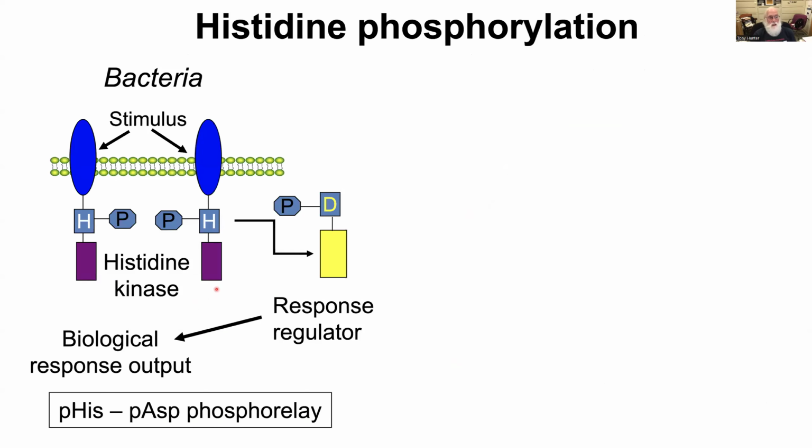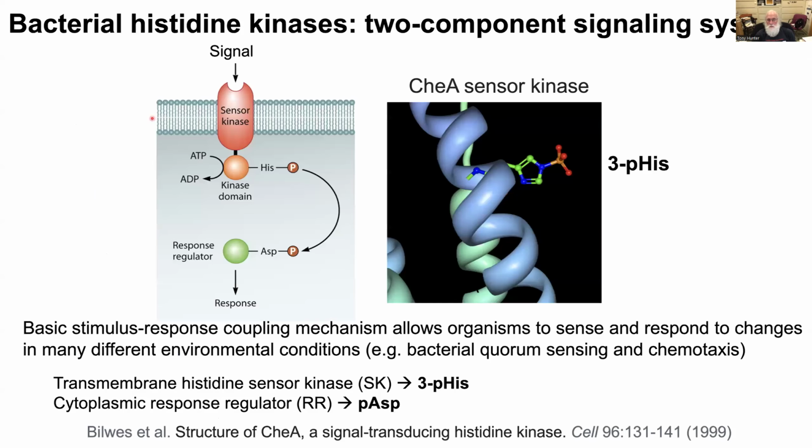Now, we know in bacteria that histidine phosphorylation is used for regulatory signaling, in which there's a large family of receptor-like proteins that have a histidine kinase that autophosphorylates on a histidine. That phosphate is transferred onto a second protein, a response regulator, onto an aspartate residue, which gives you the biological output. And this system is used by bacteria to sense many different types of external stimuli.